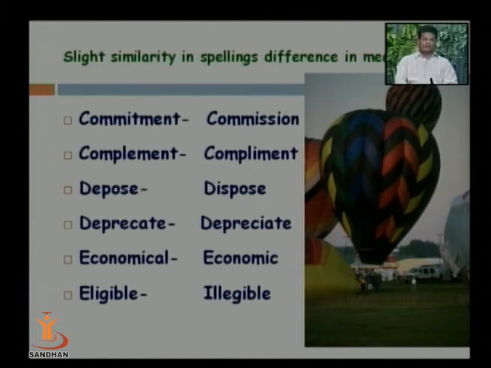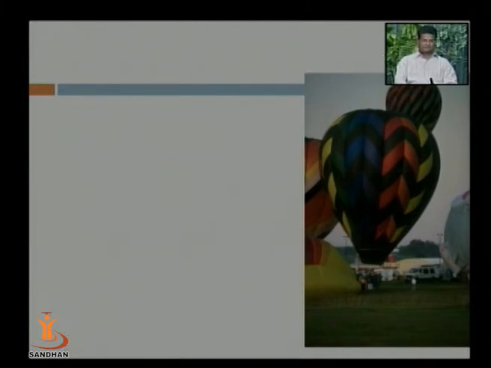Commitment and commission, compliment. Here the only difference is one letter. Instead of E, there is I. Depose, dispose. Deprecate, depreciate. Here pronunciation changes. Economical, economic. Now this creates confusion. Eligible, illegible. Entirely different meanings. We'll see certain pairs in detail.